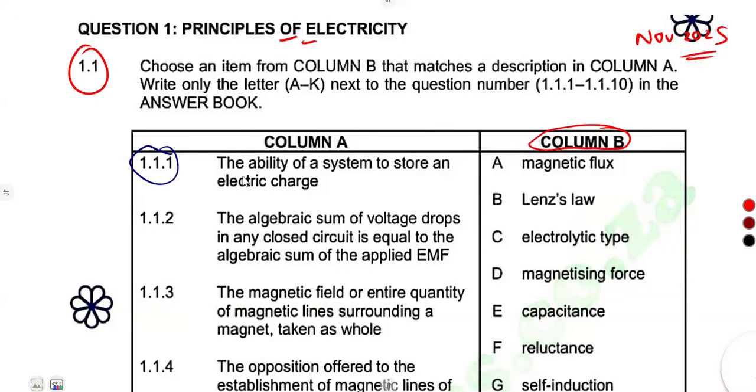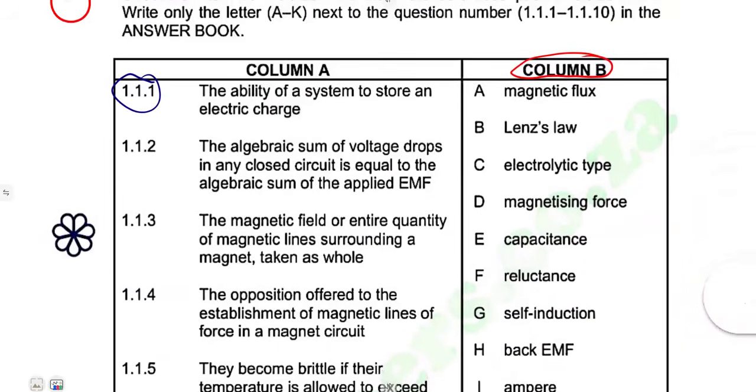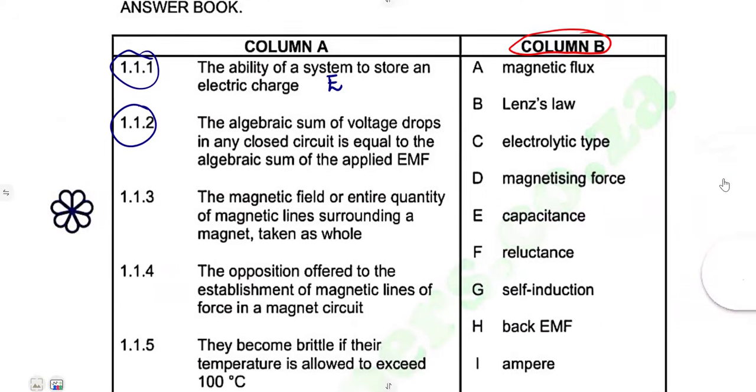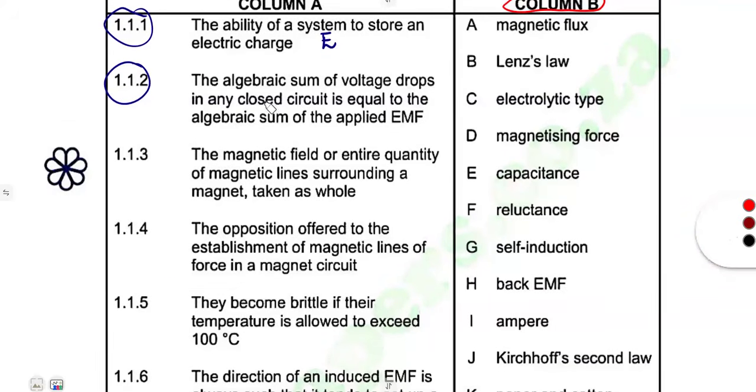1.11. The ability of a system to store an electric charge. The ability of a system to store an electric charge is actually the capacitance that you're referring to. So in our case, on these answers, yes, we have capacitance here on E. So meaning to say the best answer was going to be what? Capacitance.